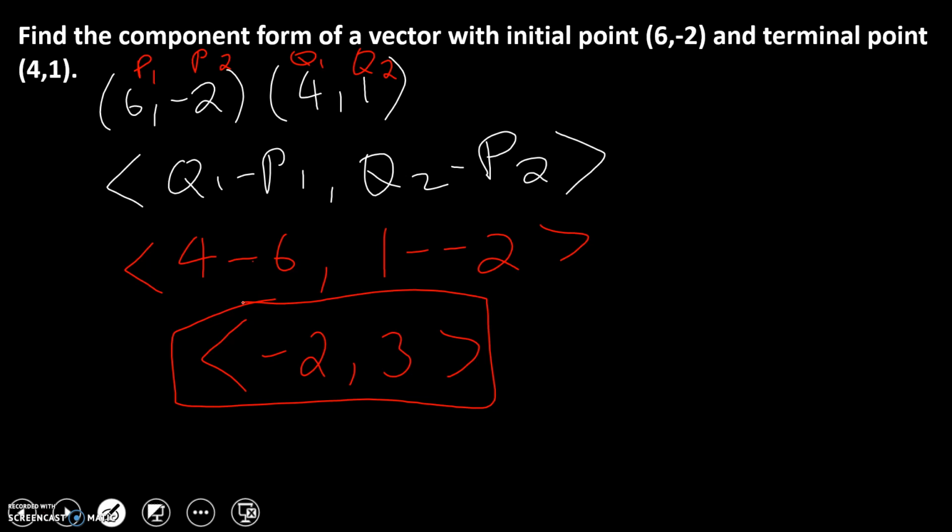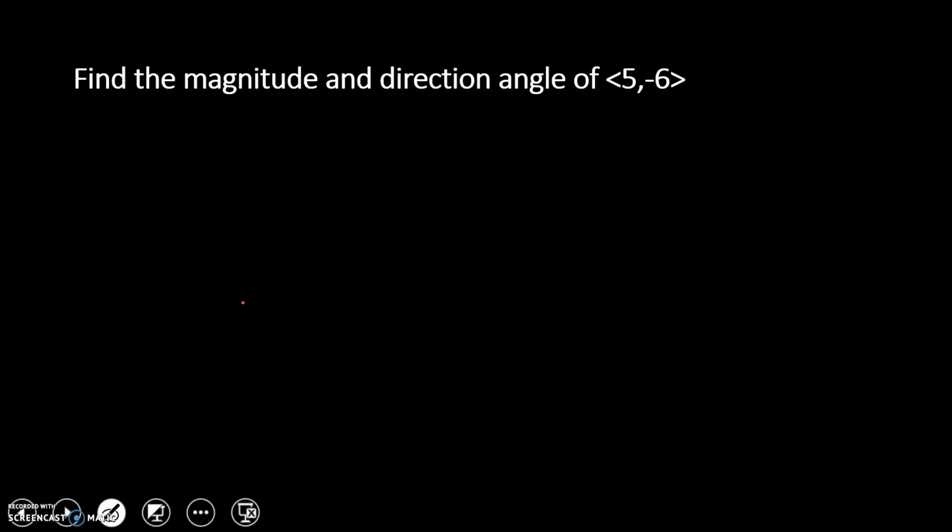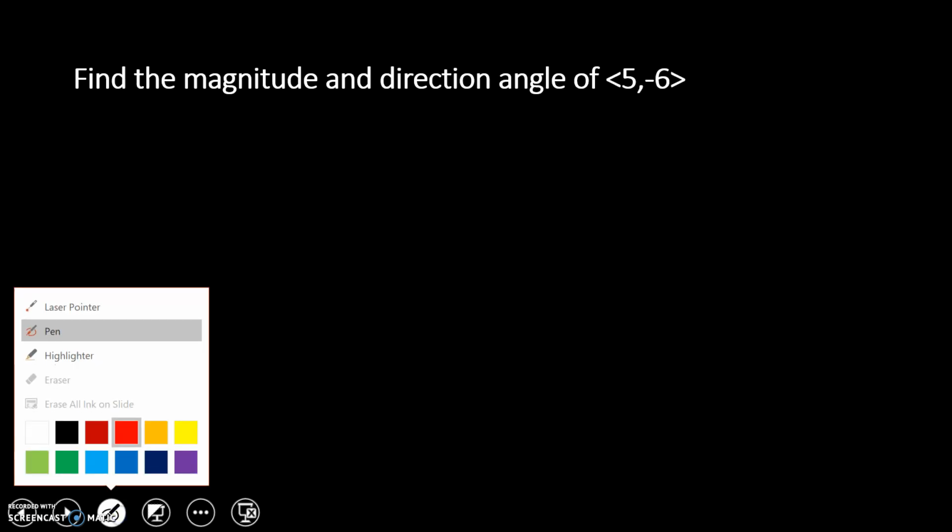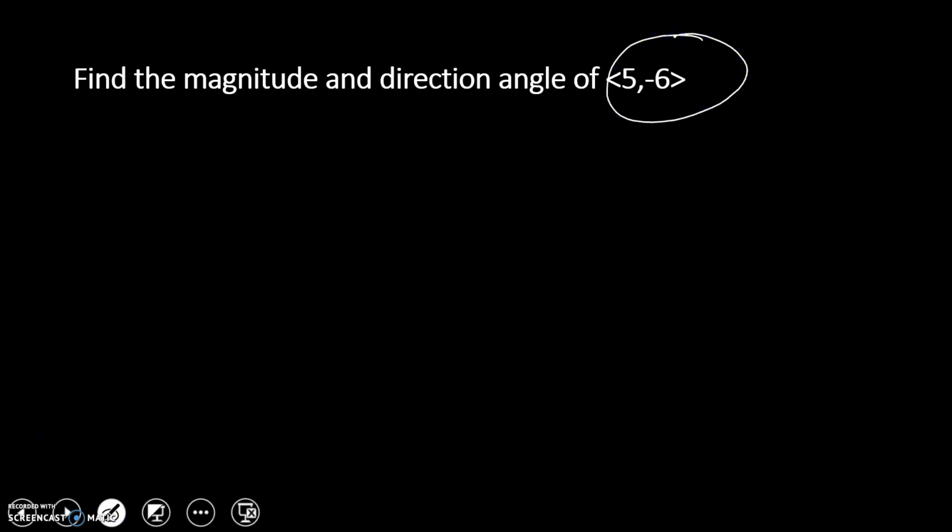Alright, moving on. So now we have to find the magnitude and direction angle of the vector <5, -6>. Now this is component form. And remember that component form is noticeable because you have these brackets. Okay, you have greater than and less than brackets around the point. That's how you know that it's in component form.